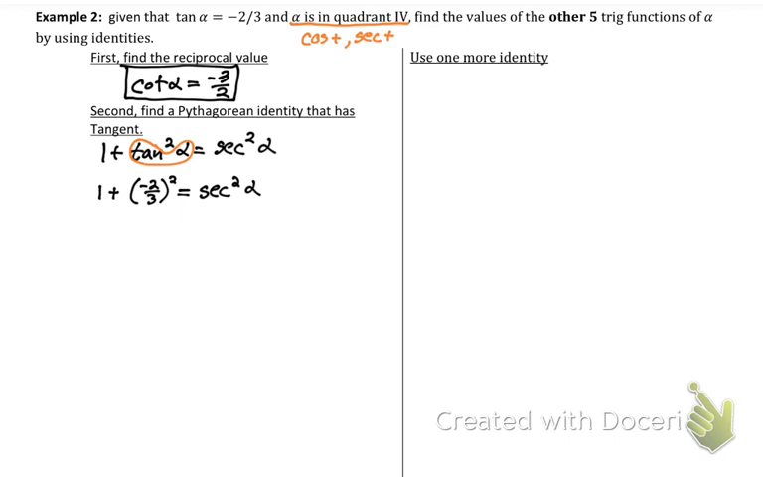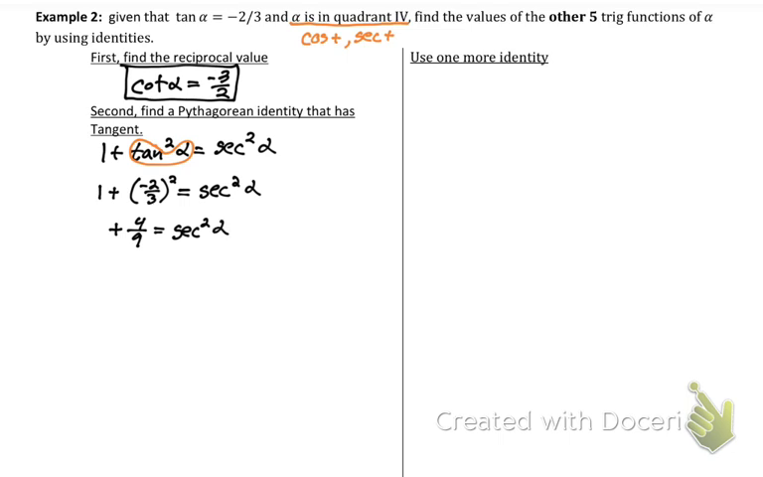The rest is algebra. So the first thing I'm going to do is make sure I have parentheses, so I know that when I square it, I will have a positive value. And here's a little pro tip. I'm going to do the negative 2 over 3 squared first before I attach the 1. So negative 2 squared is a positive 4 over 9 equals secant squared alpha.